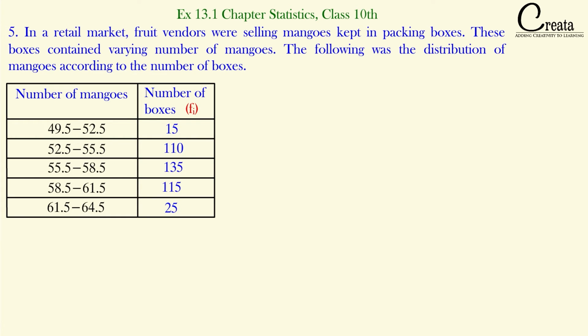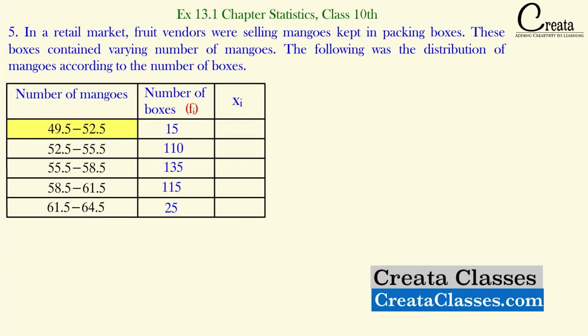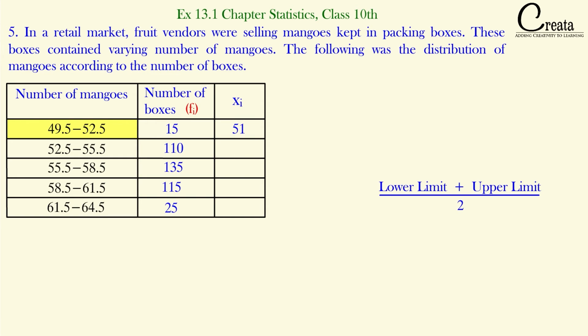Let's apply the simple mean method to solve this question. Firstly, let's find xi, which is the midpoint of the observation, which is the range. So what is the midpoint of 49.5 to 52.5? It is 51. As usual, we can also use the formula (lower limit plus upper limit) upon 2, which is (49.5 plus 52.5) upon 2. Our answer is 51, which is the midpoint. Got it? Similarly, the midpoints of the next ranges are 54, 57, 60 and 63.